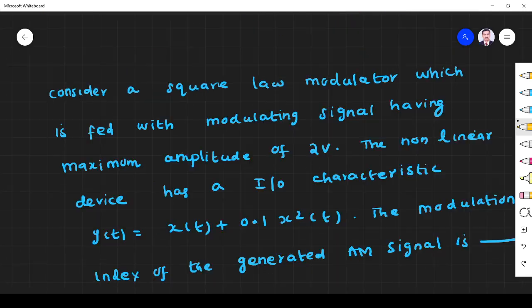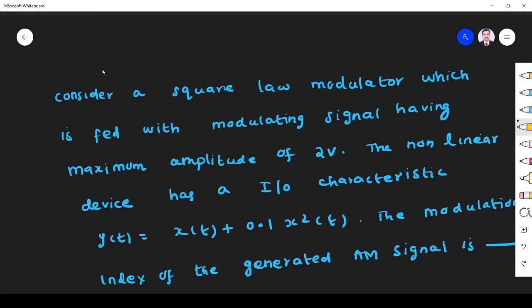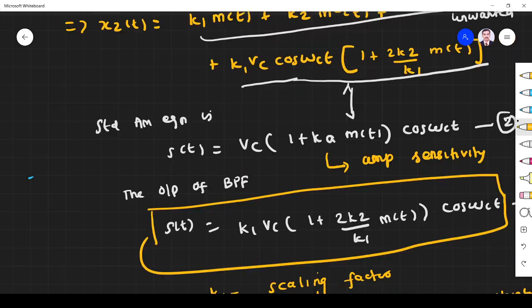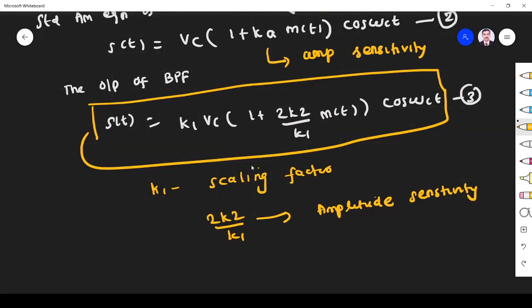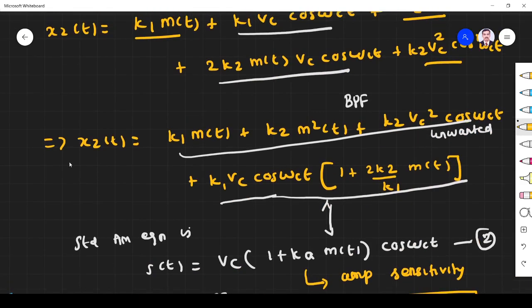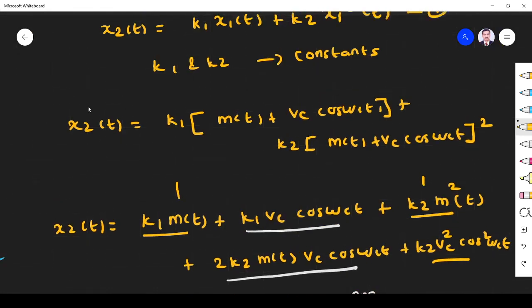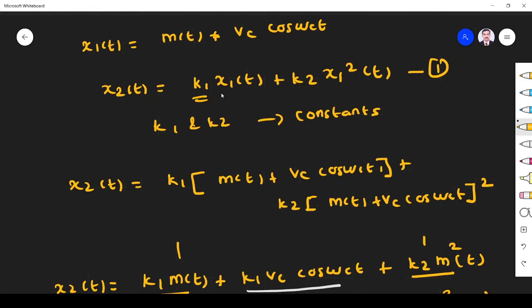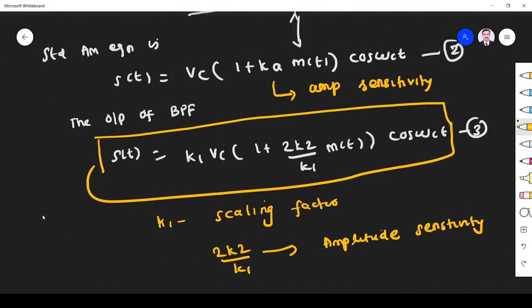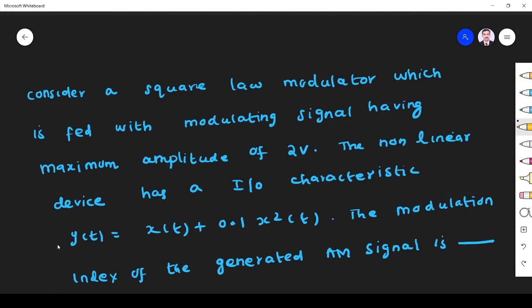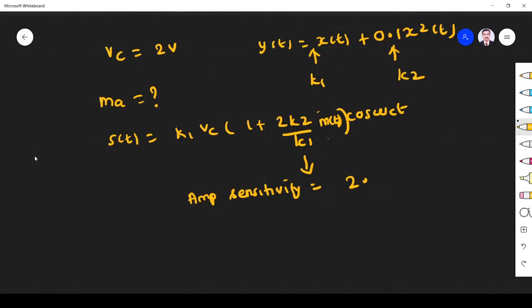You see 2K2 by K1, this is the format we have. So what is K2 and K1? K1 is the coefficient of x, K2 is the coefficient of x squared. So what we get is, here I find the amplitude sensitivity. K2 is 0.1, K1 is 1, so amplitude sensitivity is 0.2.